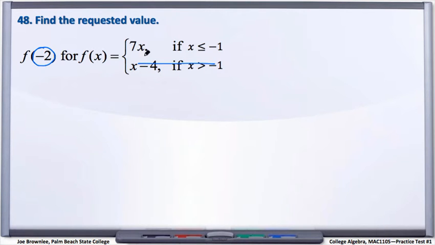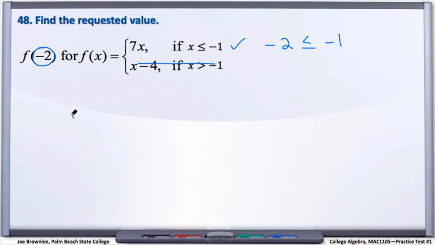We can see here that we use this piece of the function, 7x, if x is less than or equal to negative 1. Well, negative 2 is less than or equal to negative 1, so this is the winner. This is the part of the function, the piece of the function that we're going to use to evaluate.